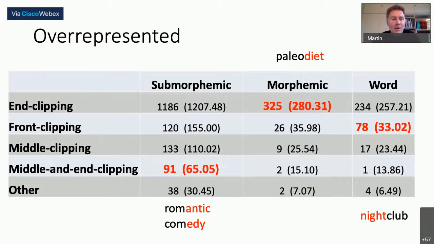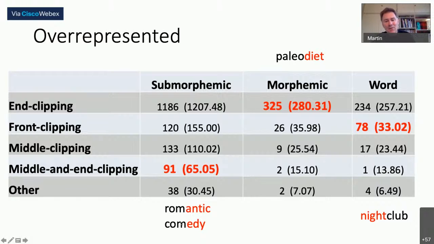And then finally, I'd like to draw your attention to middle and end clipping. Middle and end clipping almost exclusively yields submorphemic clippings. And you see we have 91 examples here and just 2 and 1 in the other 2 categories. And these 91 are, well, about 1/3 more than what we would actually expect. One example for this is the one that you've seen already, rom-com from romantic comedy.